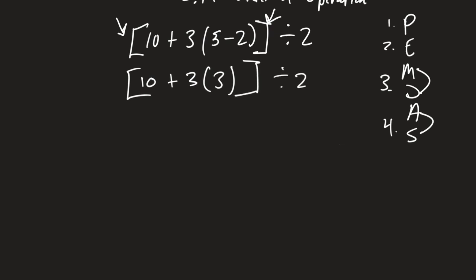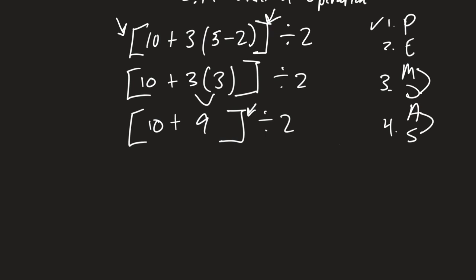Now, this is where I see a lot of you guys having issues. Because there's no sign right there, whenever you have a group of parentheses next to a number, you have to multiply. 3 times 3 gives us 9 plus 10 brackets divided by 2. Again, simple. Now, do we still have brackets? Yeah, we do have brackets here. So we still have to do this first.